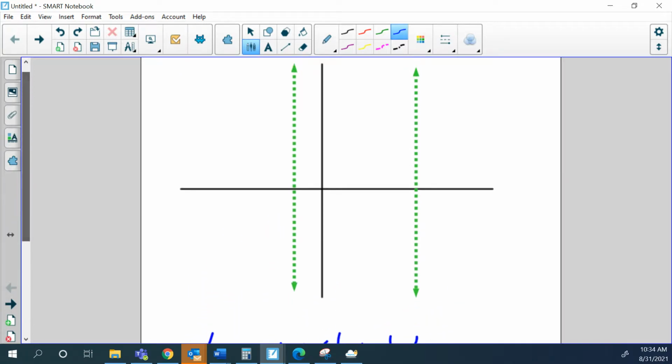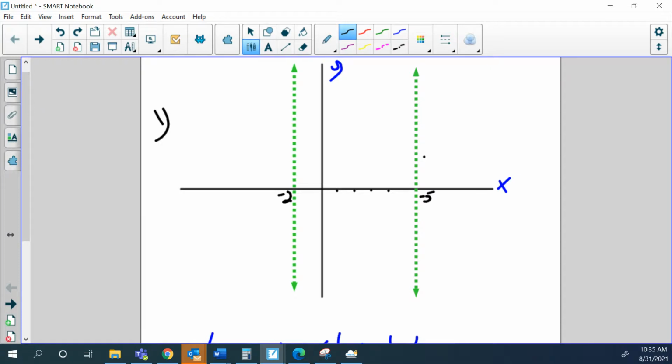We have our XY plane and we have two vertical lines. Let's say this is 1, 2, 3, 4. Let's say this is -5 right here. This line crosses the x-axis at -5, and let's say this is -1, -2 right here.